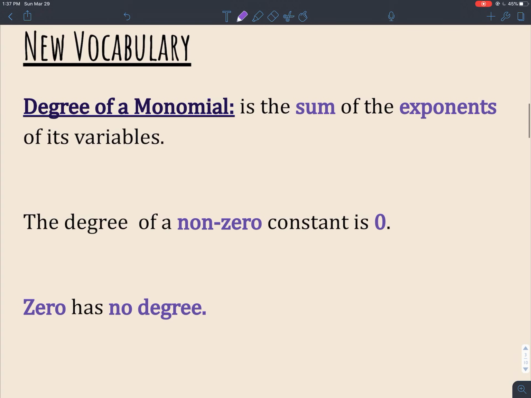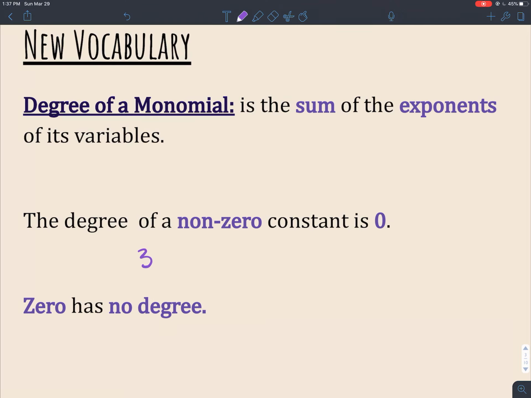Some other things I want to look at is what's called the degree of a monomial. That is the sum of the exponents of its variables. And then the degree of any non-zero constant is 0. So if I gave you the number 3, then the degree is 0. And then 0 has no degree.